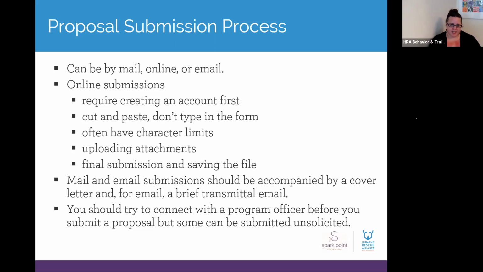I think that another aspect of grant writing is keeping track of all the information that you're creating when you do this. So you should be thoughtful about how to save files so that they're easy to find later.